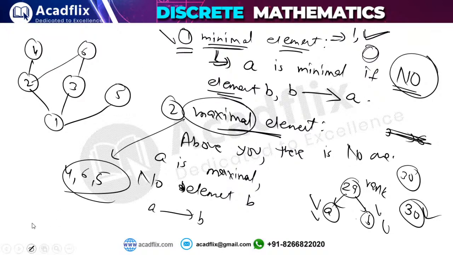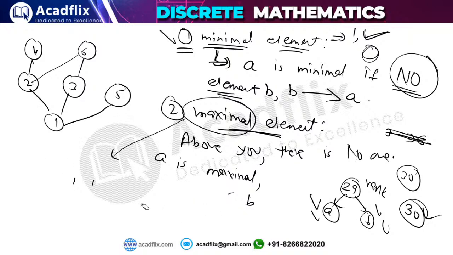The next concept, the third concept, is the least element. Least element means the least element is unique. Basically, if a least element is there, then it is unique, like you are the unique person who is at the bottom level.